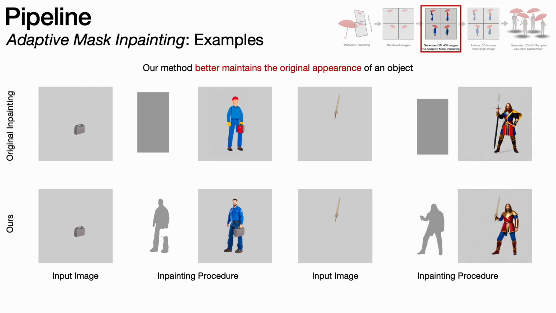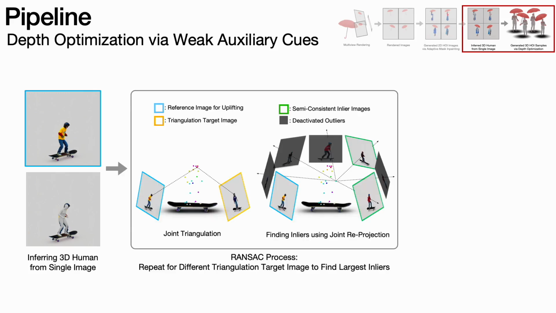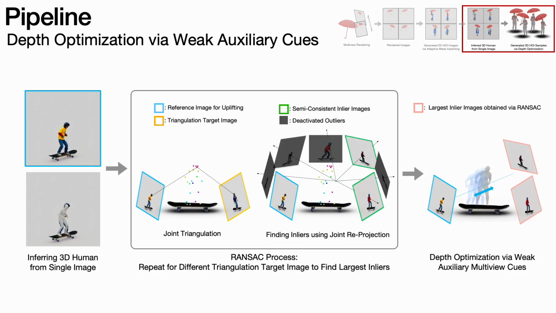human. To lift a 2D human-object interaction image back into 3D, we first utilize off-the-shelf single-view human regression models to obtain a corresponding 3D human for the image. For the reference image, we repeat the process of joint triangulation and joint reprojection to identify the largest set of inliers which are semi-consistent with the reference image. The weak auxiliary depth cues provided by these largest inlier images are then used to optimize the depth of the inferred human, resulting in a 3D human-object interaction sample for the reference image.